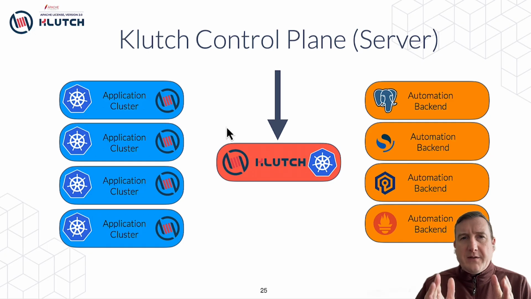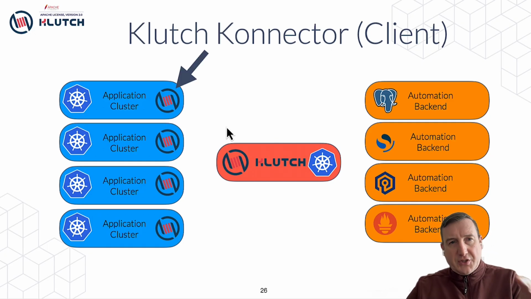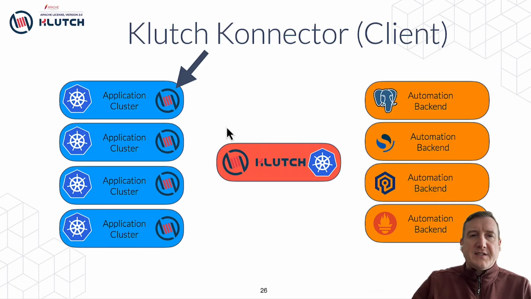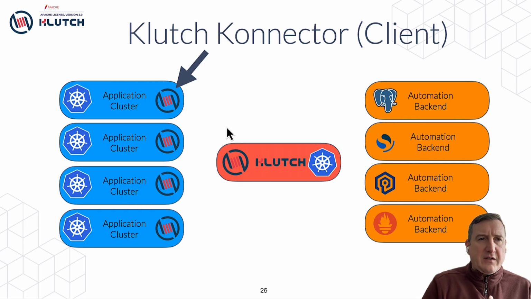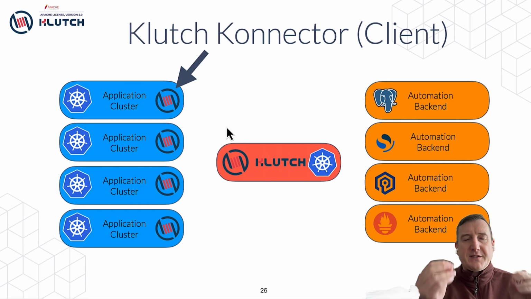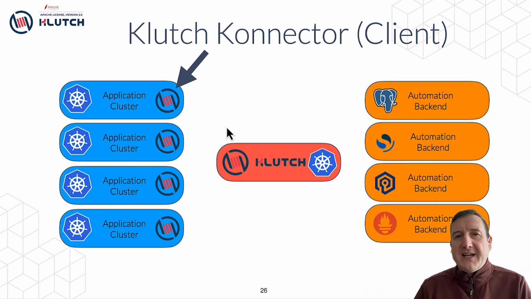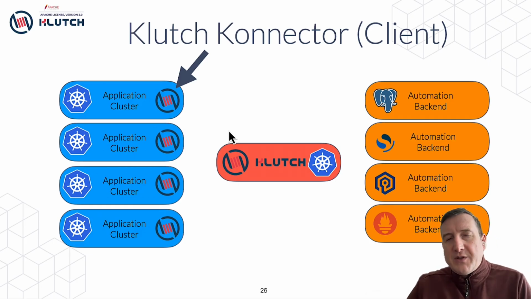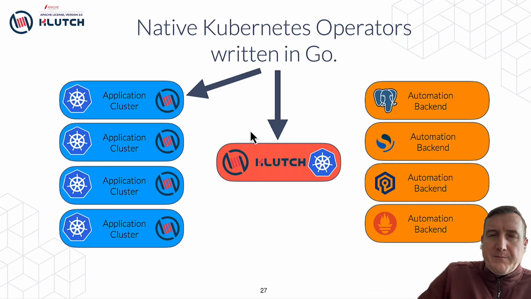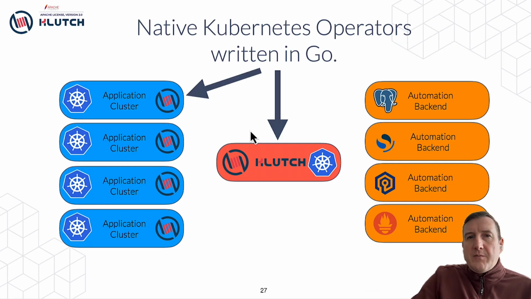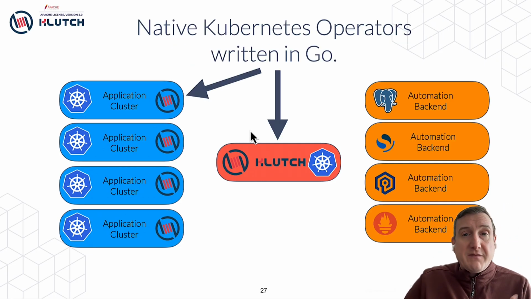So the Klutch control plane basically introduces that central control plane, where the Klutch connector or Klutch client introduces that lightweight operator that you plug into your local clusters that allows your application developers to declare a service instance, let's say for a Postgres database locally, which will then be replicated to the Klutch control plane, which will then reconcile with the automation backend. All these Klutch components are natively written in Go, so they are a Kubernetes workload.